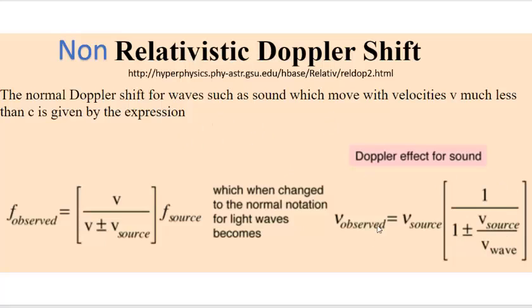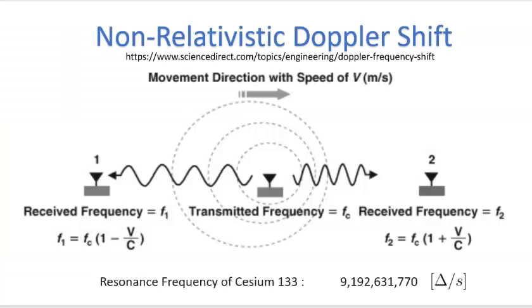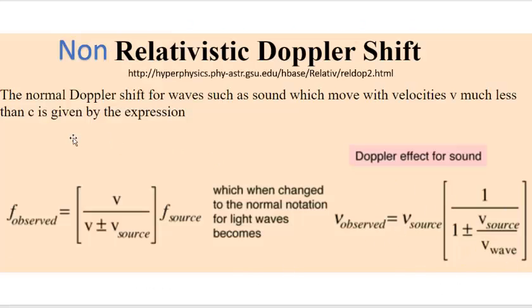Here we have the frequency that we observe is the frequency of the source times 1 over 1 plus or minus the velocity of the source divided by the velocity of the wave. So it looks like this website, Science Direct, which I will link in the description, does not have this quite right, because this should be 1 over 1 plus v over c according to Hyperphysics. I believe this one is correct. This is actually the most common way of putting it.